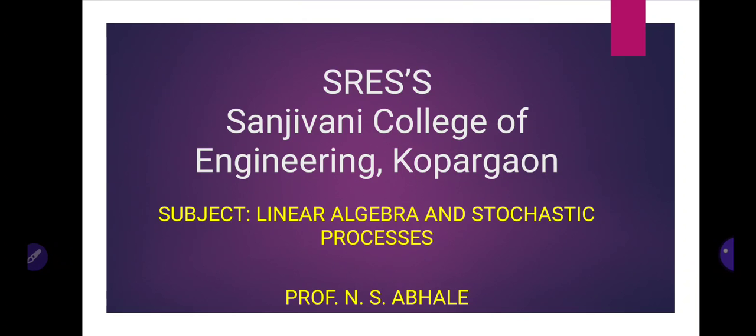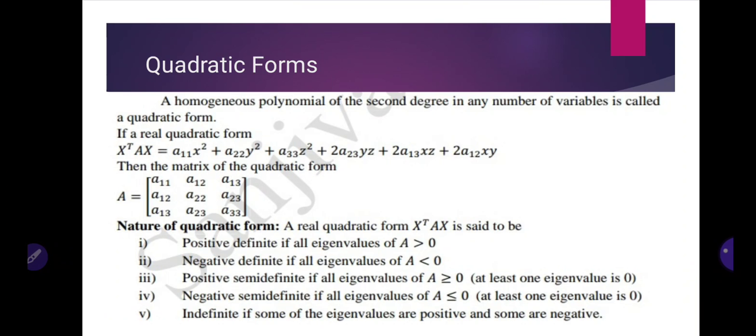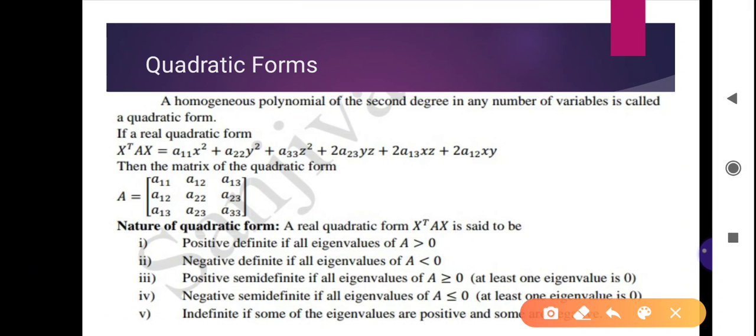Today we are going to learn the next topic of unit number 2, called quadratic forms. So what is a quadratic form? A homogeneous polynomial of second degree in any number of variables is called a quadratic form. A homogeneous polynomial of second degree means that in each term the degree is 2.